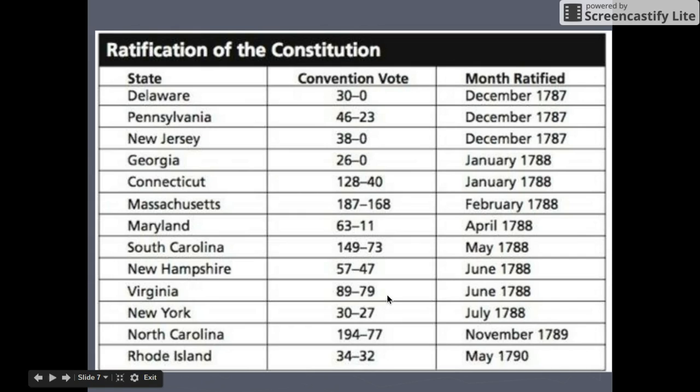You notice everybody did pass it, but it looked close in Rhode Island. Because remember, Rhode Island didn't go to the Constitutional Convention. Rhode Island didn't want to change. It barely passed there. It only passed by 2 votes. And in New York, it only passed by 3 votes. And you can see some of these states were unanimous, but a lot of the states were very close.